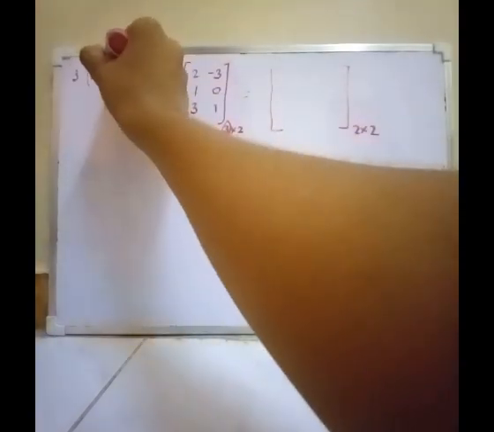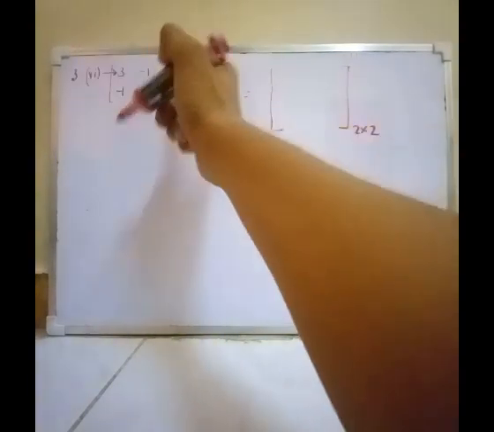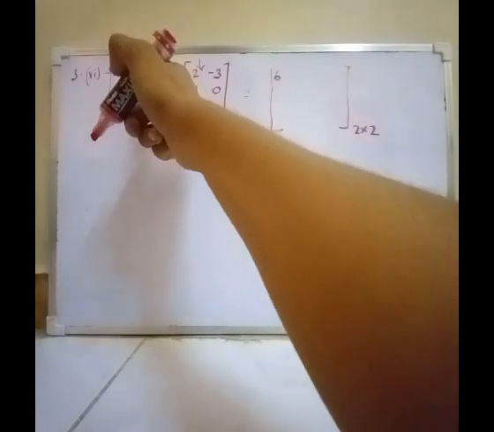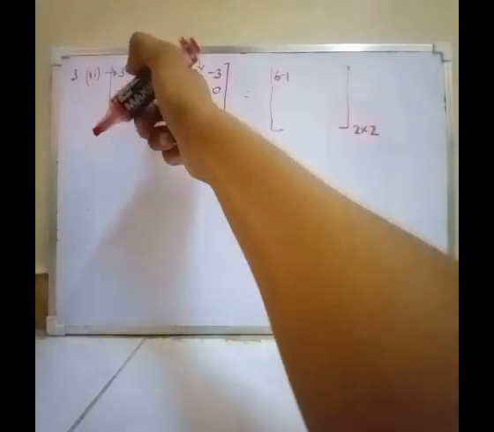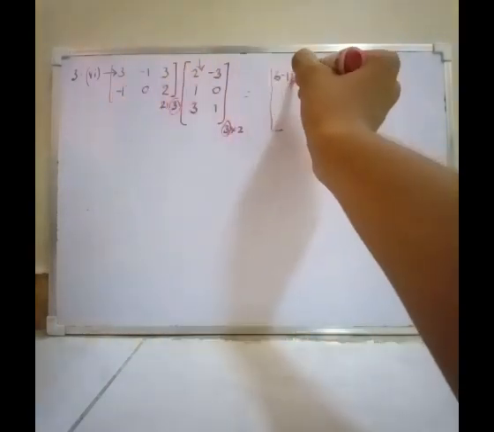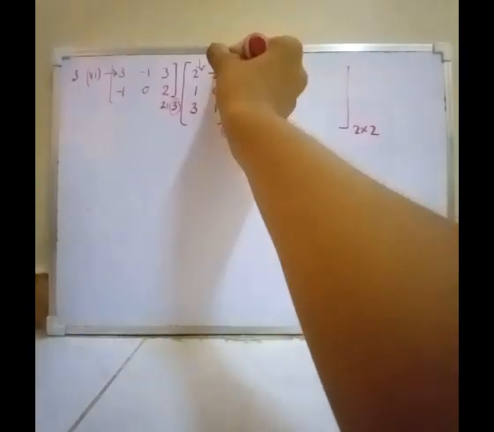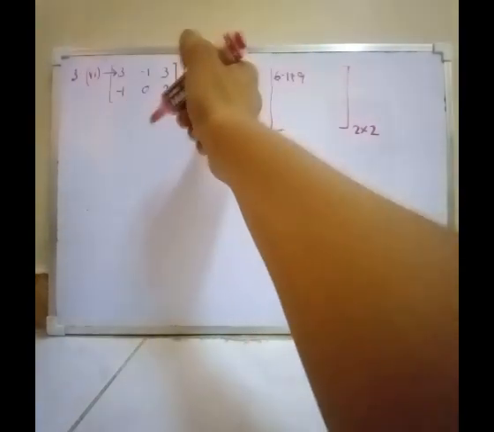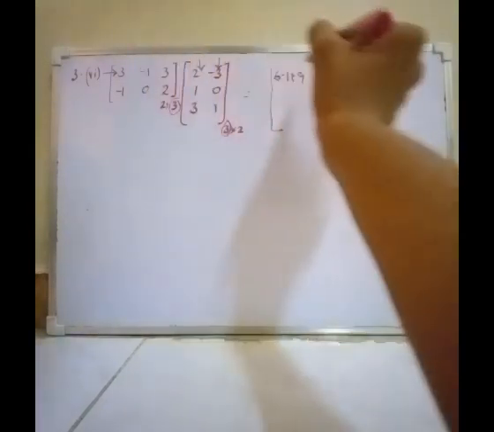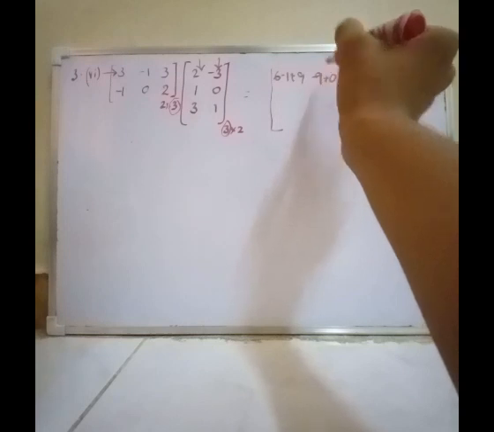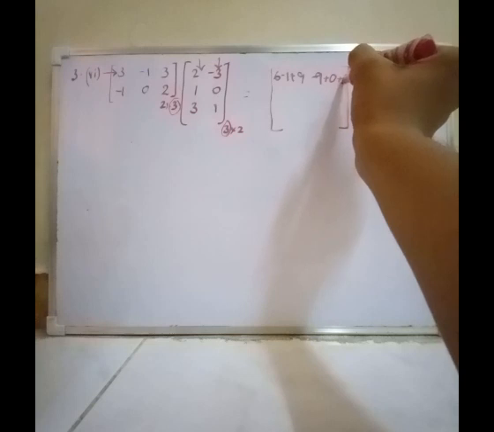Now first row with first column, right? 3 times 2 is 6, minus 1 times 1 is minus 1. Then 3 times 3 is plus 9. Now second element, first row with second column. 3 times minus 3 is minus 9. Then minus 1 times 0 is 0. Then 3 times 1 is plus 3, right?